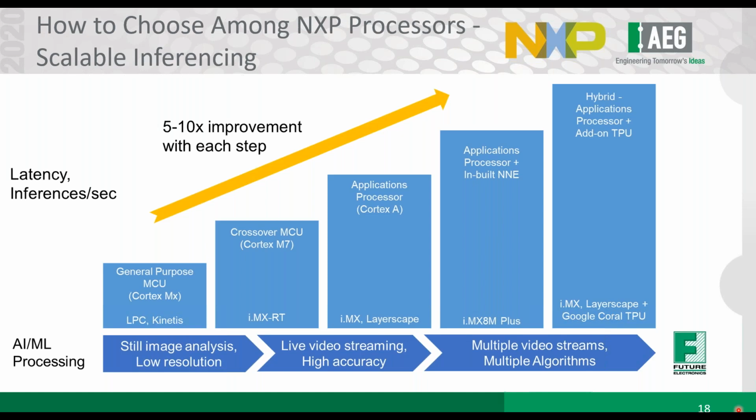And then if you need to scale your performance up a little bit because, say, for example, you want to get into more live video streaming and doing AI ML with those types of solutions, you can scale up to more of an I.MX RT family or even an I.MX or Layerscape family of devices. And then on top of that, you've got the ability to scale even further with either application processors that have built-in neural network engines or even add-on accelerators from things like Google TPU as well.